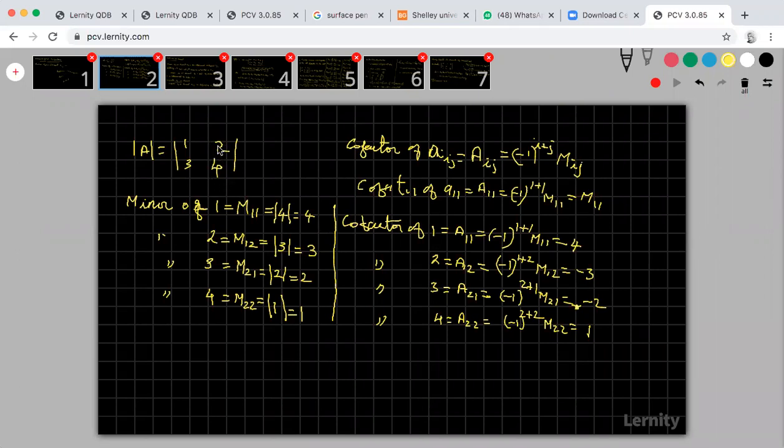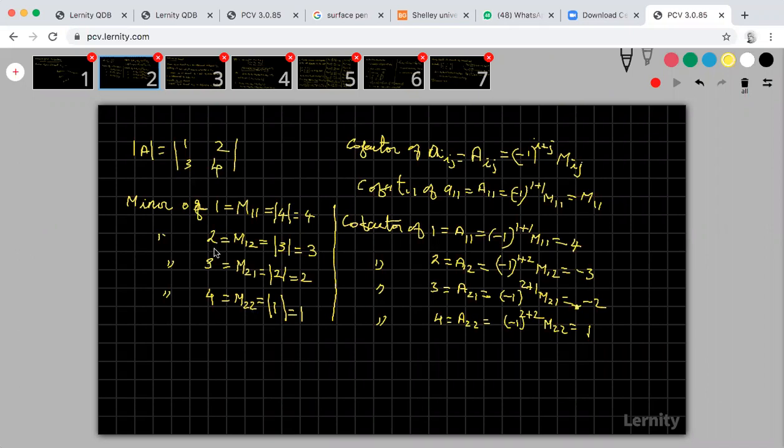What is the minor of this element? Leave this column, leave this row, then take the determinant of this 3, which is again 3 only. That is your M12, the minor of the element 2. It is denoted as M12, where 1, 2 represents first row, second element. The minor of this 3, second row, first element, is the determinant of this 2, which is 2 only. The minor of this 4 is M22, which is the determinant of this 1, so 1 only.